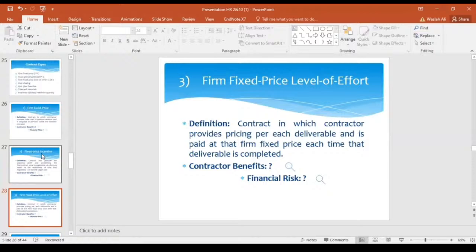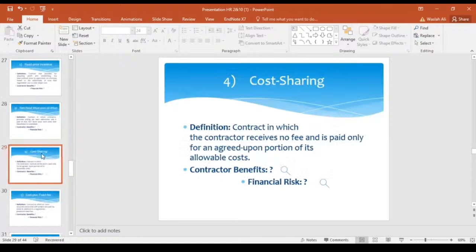In this case, profit is higher for the contractor if work is done more efficiently. If the contractor works more efficiently, then maximum profit will go to that contractor. And what is the financial risk in this case? Financial risk is higher if the project is underbid. So if the project is underbid and you have to invest more money, then financial risks are higher for any contractor. Our next type is cost sharing.